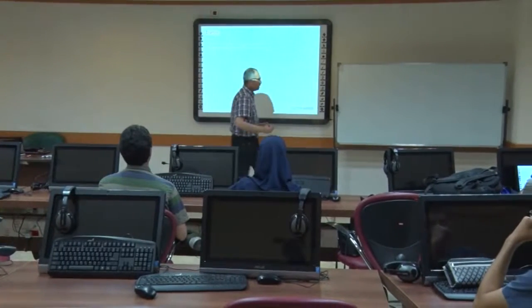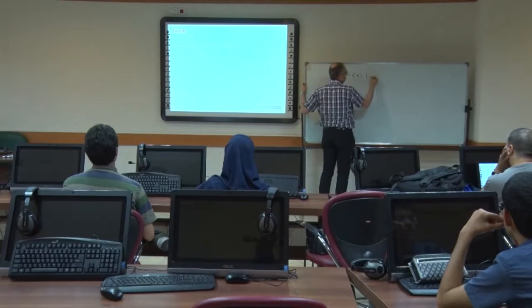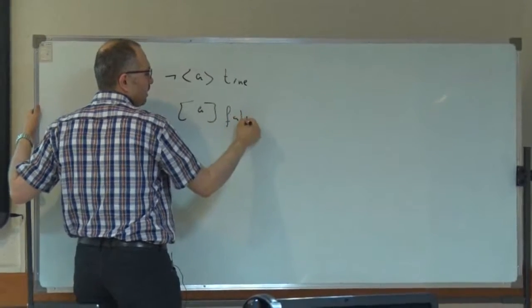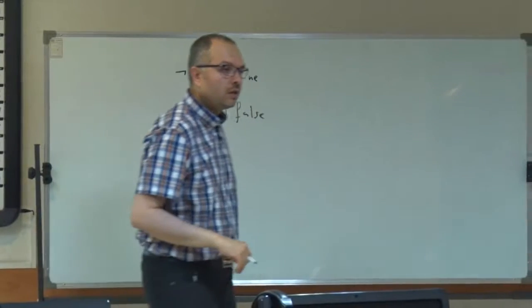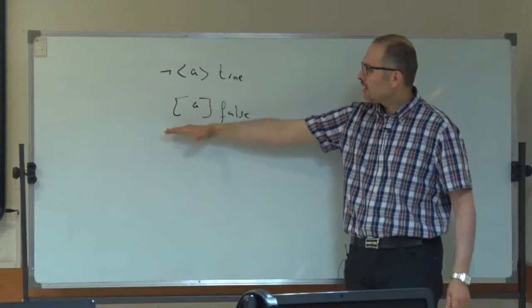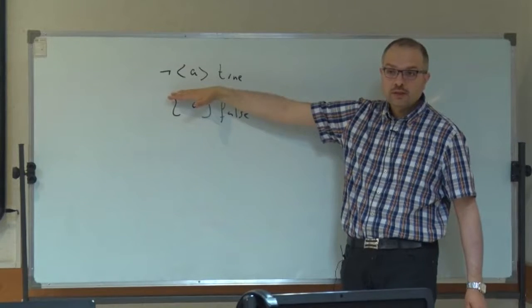Not diamond A true is a good one. Not diamond A true, or alternatively, box A false, right? Everyone agrees with this? A cannot be executed right now is specified as box A false, or not diamond A true.